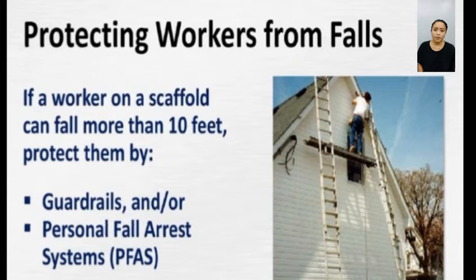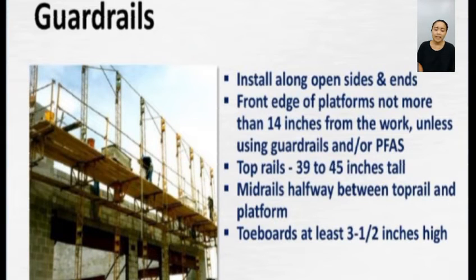Protecting workers from falls. If a worker on a scaffold can fall more than 10 feet, protect them by guardrails and/or a personal fall arrest system, or PFAS. Install along open sides and ends, with the front edge of platforms not more than 14 inches from the work unless using guardrails and/or PFAS. Top rails 39 to 45 inches tall. Mid rails halfway between top rail and platform. Toe boards at least 3-1/2 inches high.